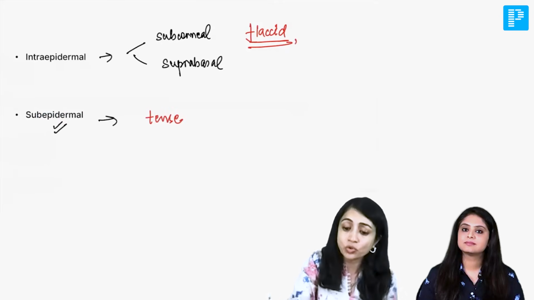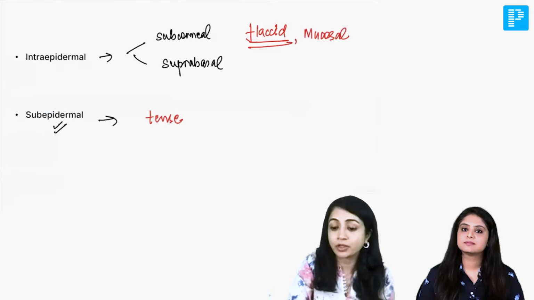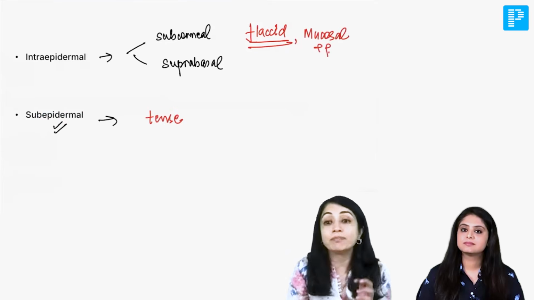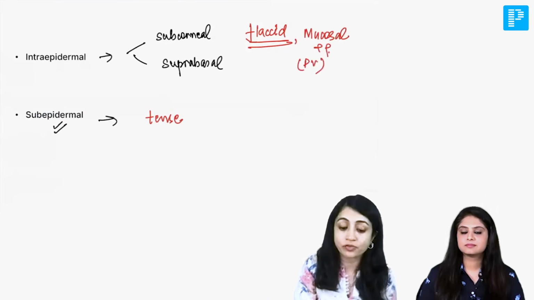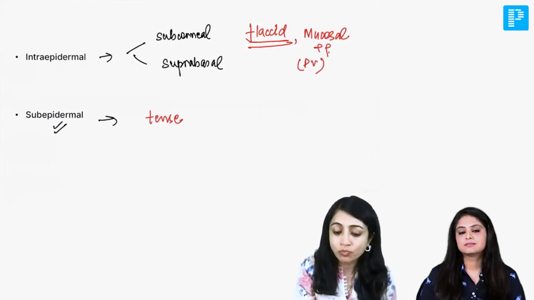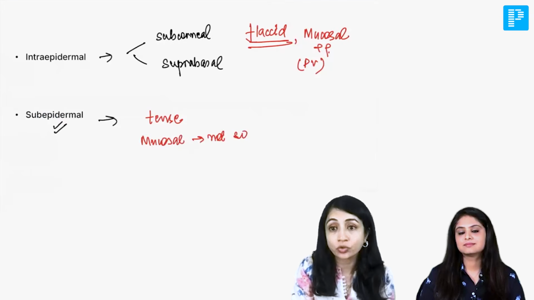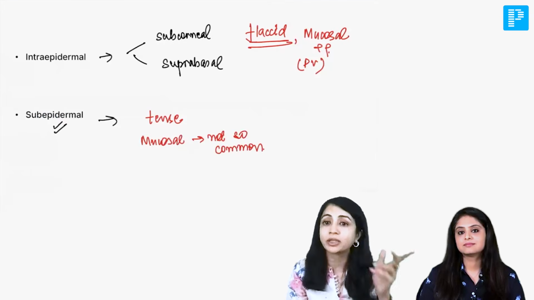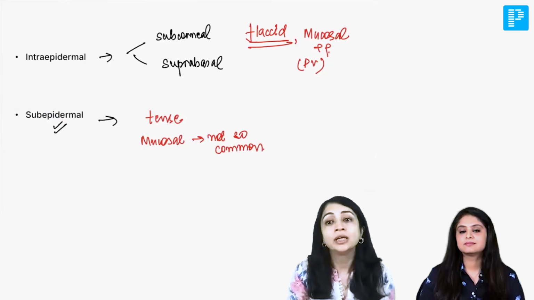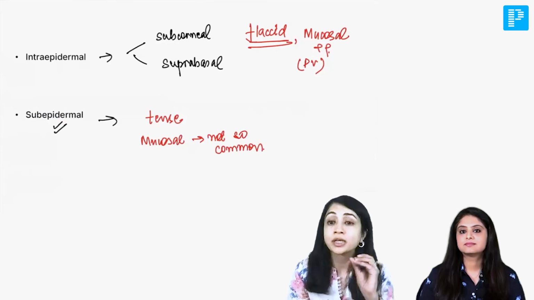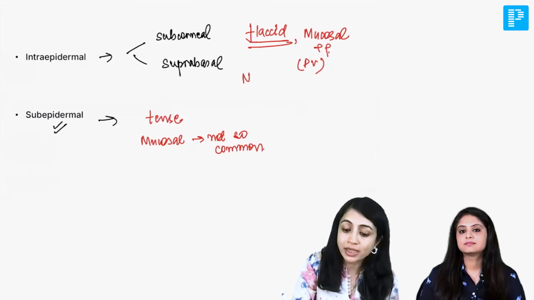Then mucosal involvement is very important in intraepidermal disorders, especially in the pemphigus vulgaris group of disorders, whereas in subepidermal disorders, mucosal involvement is not so common. So if they specifically mention oral erosions or mucosal involvement, think of pemphigus vulgaris, which is an intraepidermal disorder.